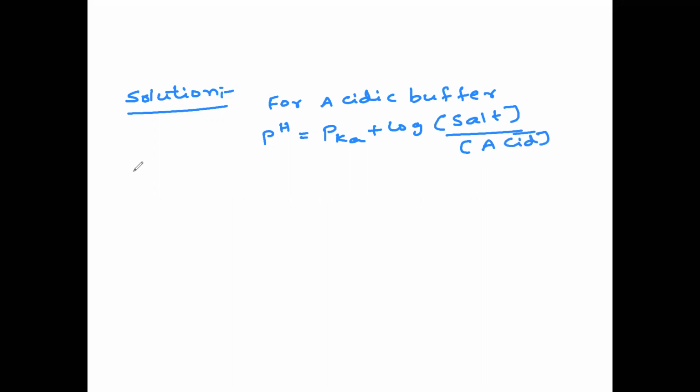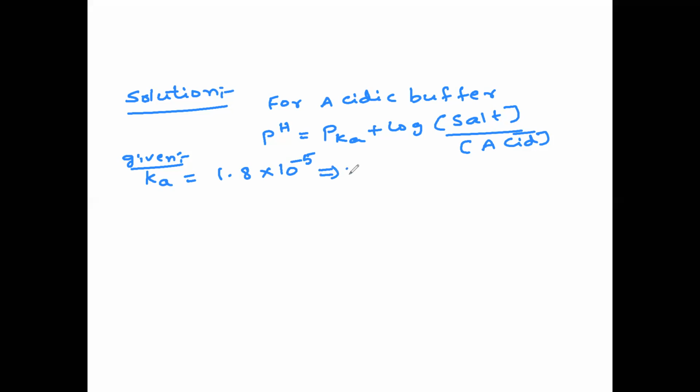And now what is given? Let us see. They are given Ka. What are the given conditions here in this numerical? You can see the numerical here itself. So Ka is equal to 1.8 into 10 to the power of minus 5. I think it is minus 5. Yes.